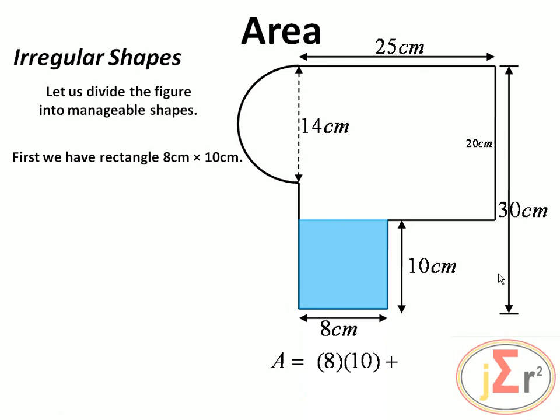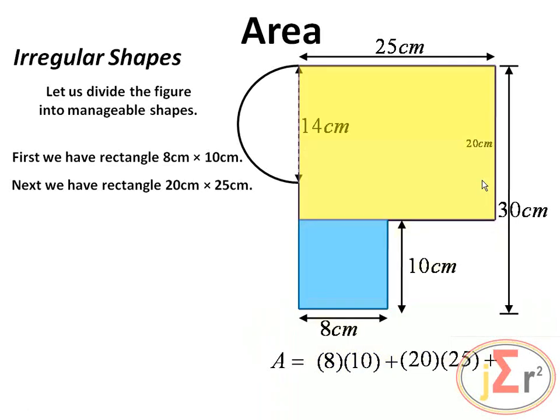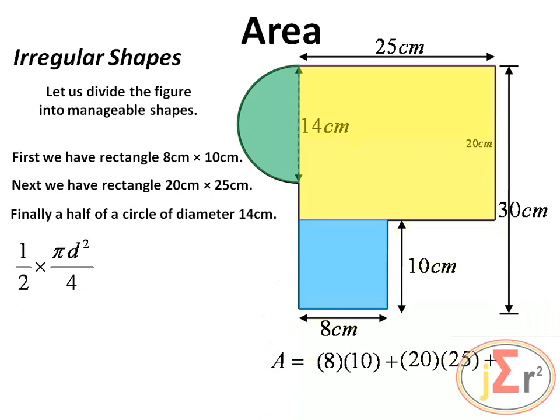What do we say that one is? That one is 20 by 25. Right? So that's the one. 20 by 25. And of course, what is this? A half of a circle. And the diameter of that circle is 14 centimeters. So we're going to find a half of area for the circle when the diameter is given.